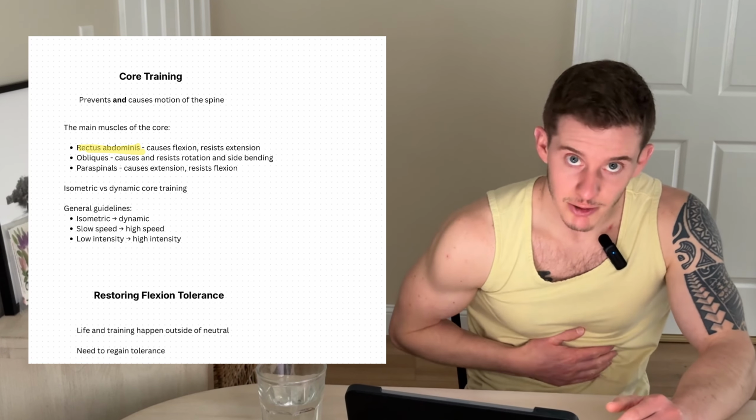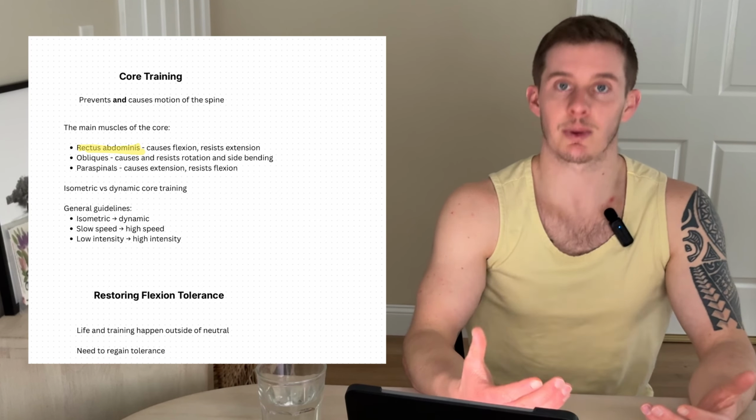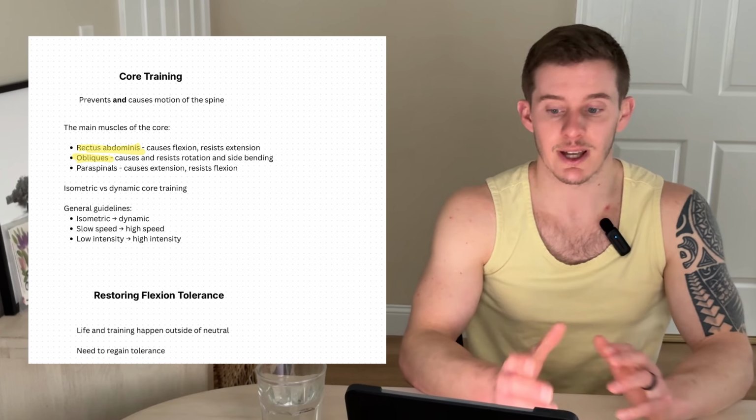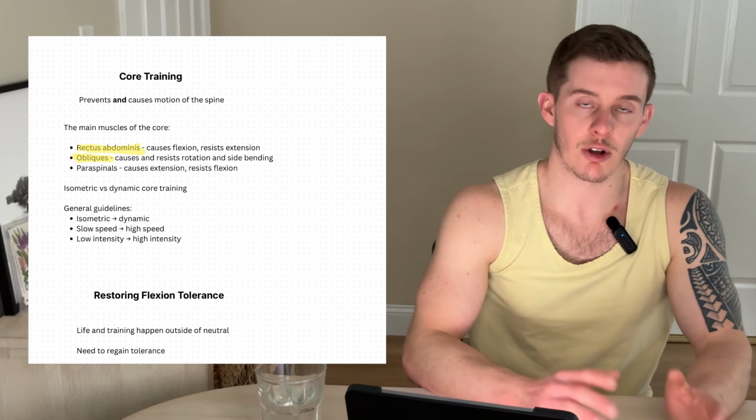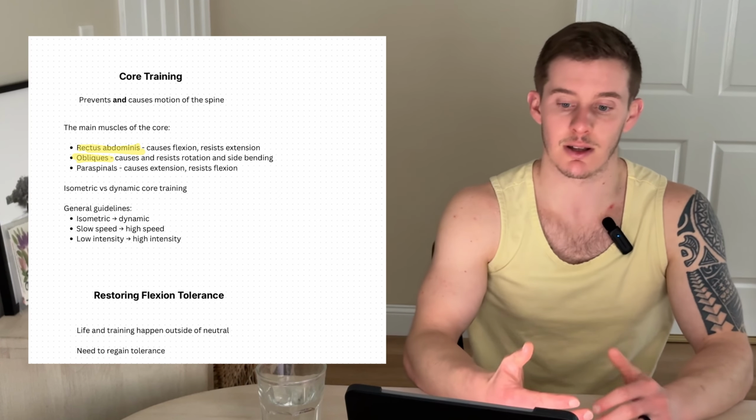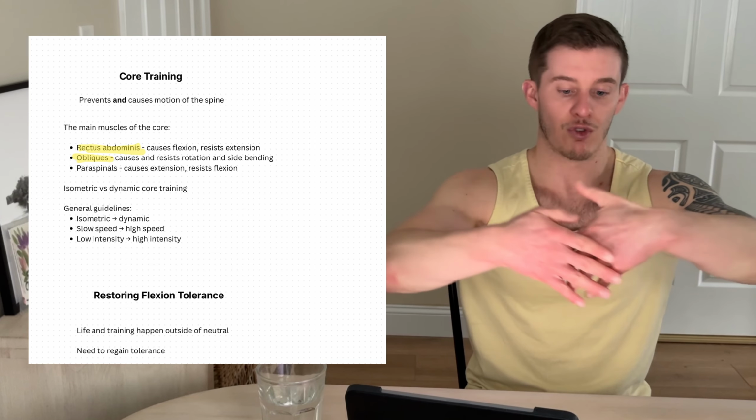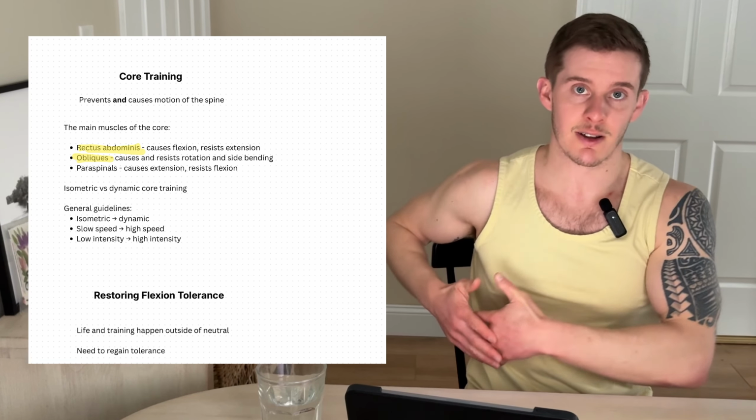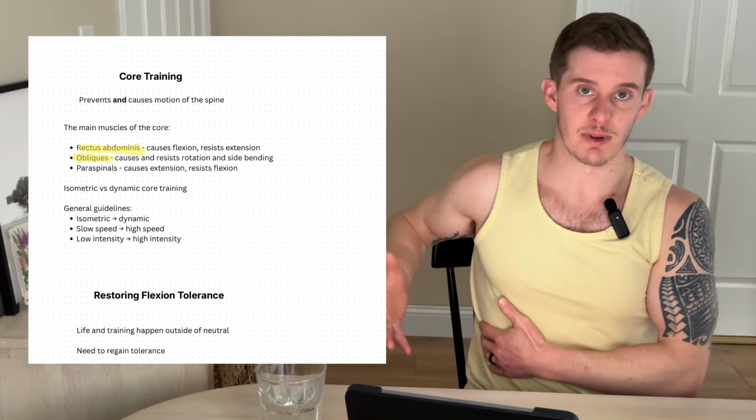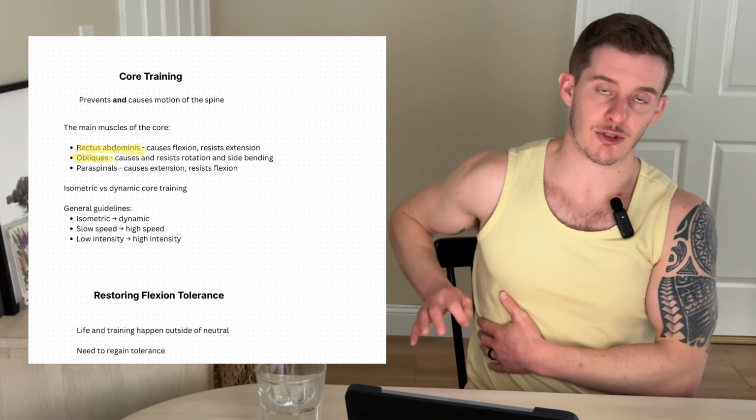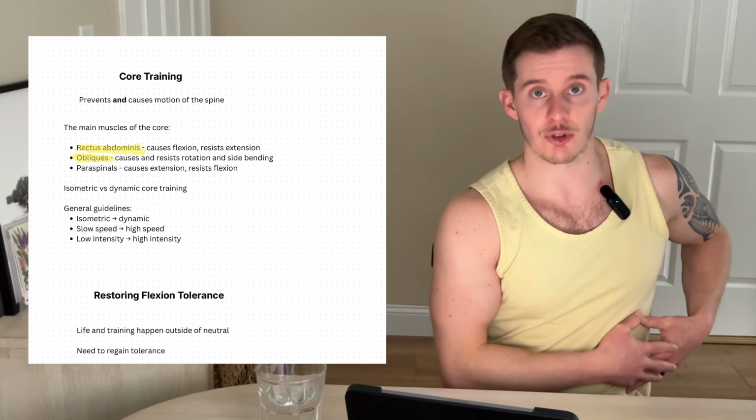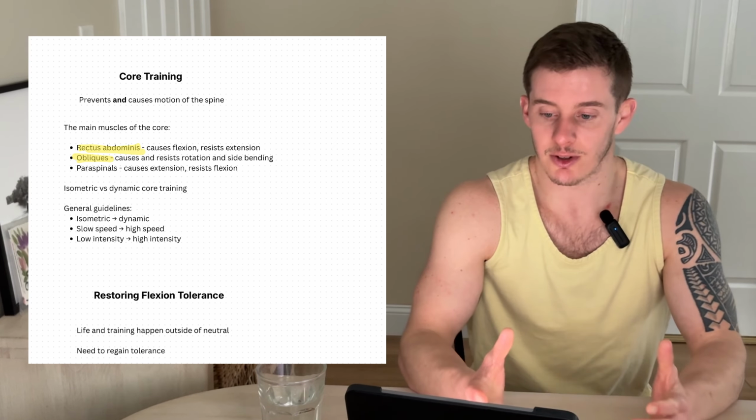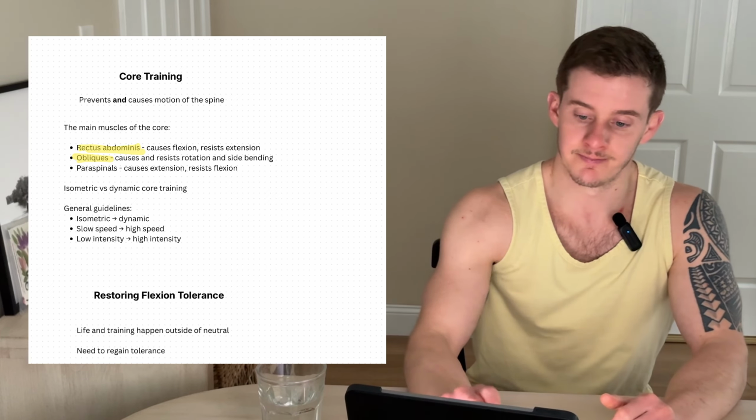So again, the rectus abdominis is the six-pack muscle group, and more or less they cause spine flexion, so they cause you to round forward, and they can resist or control spine extension, which is arching backwards. The obliques, both internal and external, mainly cause and resist rotation and side bending. The external obliques of one side will work with the internal obliques of the other, which is why I lump them together into the obliques because of the big overlapping function.